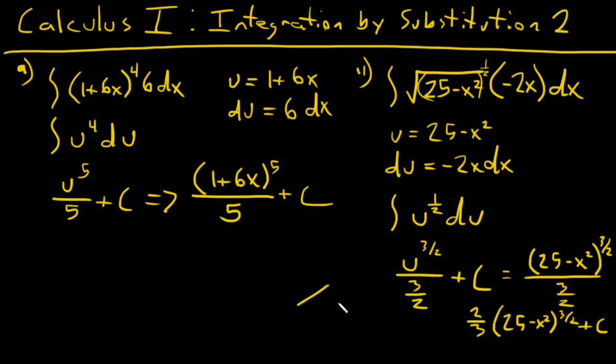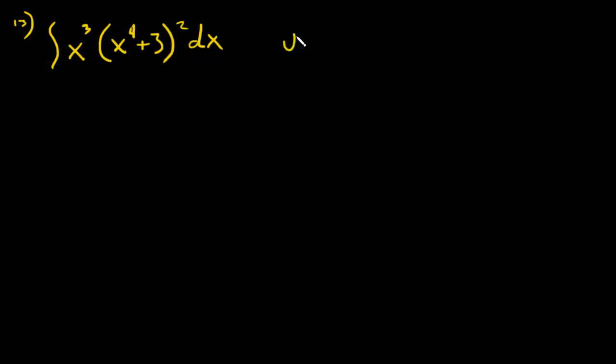So here we go. Let's clear this and tackle the rest of it. So number 13 was the integral of x cubed times (x to the fourth plus 3) squared dx. Alrighty. So this one's a little more interesting. If I make my u equal to x to the fourth plus 3, that means my du is what? Well, du is just 4x cubed dx. Well, I've got an x cubed here, but I don't have that 4.